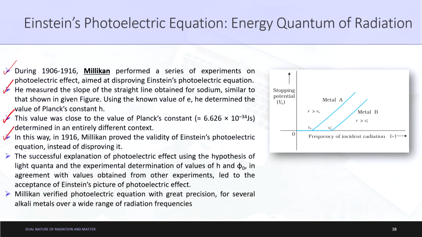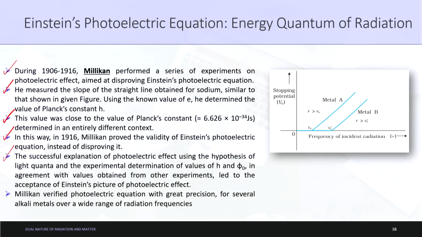The successful explanation of the photoelectric effect using the hypothesis of light quanta, and the experimental determination of values of h and phi naught in agreement with values obtained from other experiments, led to the acceptance of Einstein's picture of the photoelectric effect. This line says what made him different from other people. Other people tried to understand energy absorption as continuous, but Albert Einstein said it is not continuous absorption; small quanta of energy are radiated and absorbed by different electrons. Nothing else is written here.